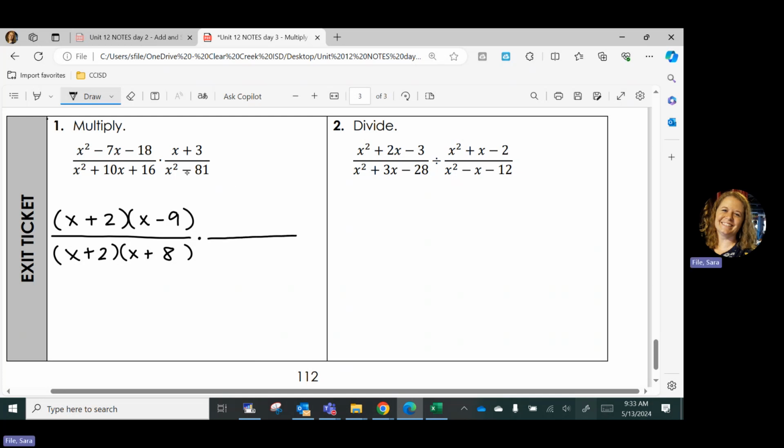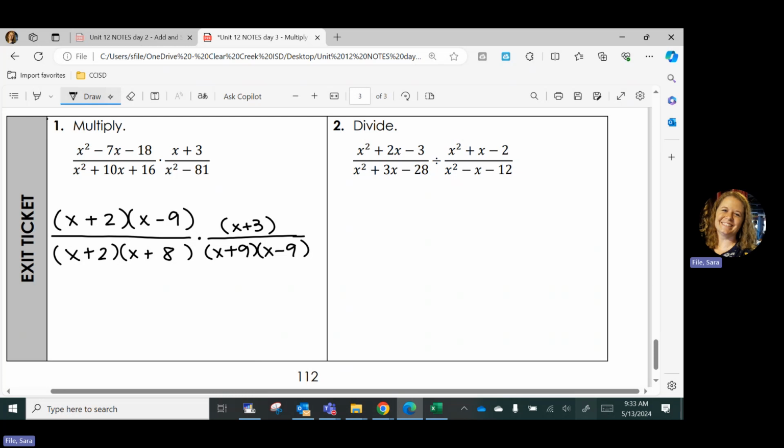Now over here, the right expression, the numerator is x plus 3, already factored. And then this denominator is a difference of perfect squares, or difference of 2 squares. So it's going to factor to nearly identical binomials, one plus and one minus. The square root of x squared is x, and the square root of 81 is 9.